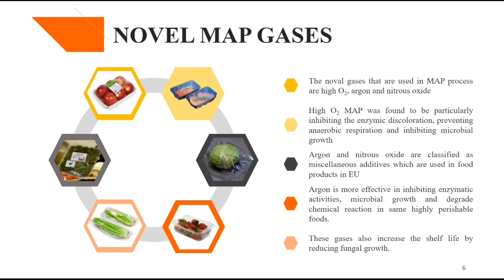The other two gases, that is argon and nitrous oxide, are classified as miscellaneous additives which are used in food products. Argon is found to be much more effective in inhibiting enzymatic activities, microbial growth, and degrading chemical reactions in some highly perishable foods. Also, fungal growth is reduced, thereby increasing the shelf life of the food product.